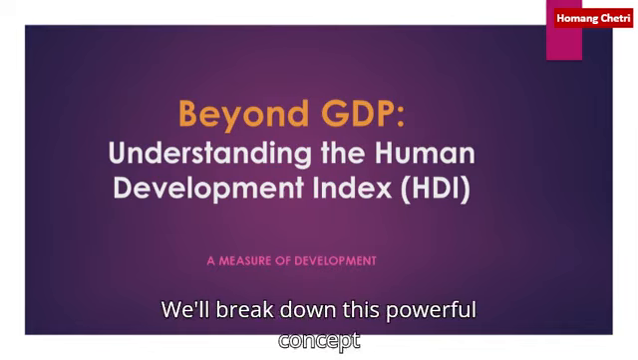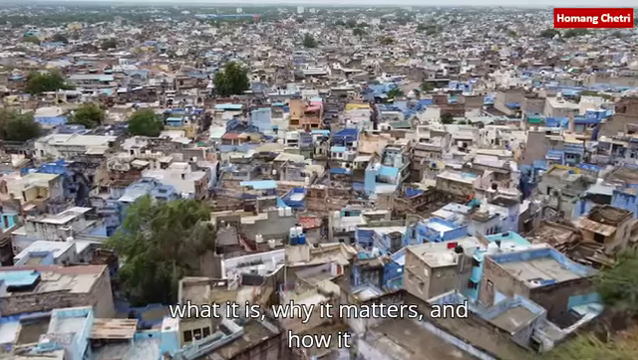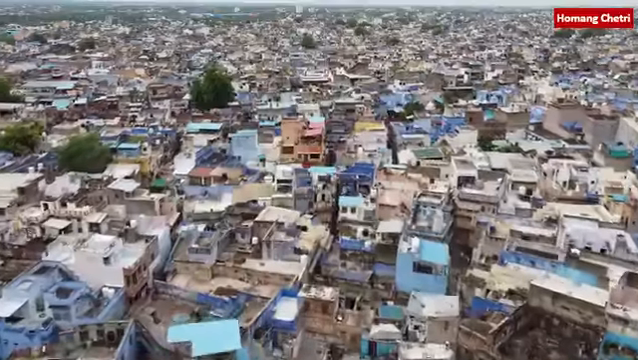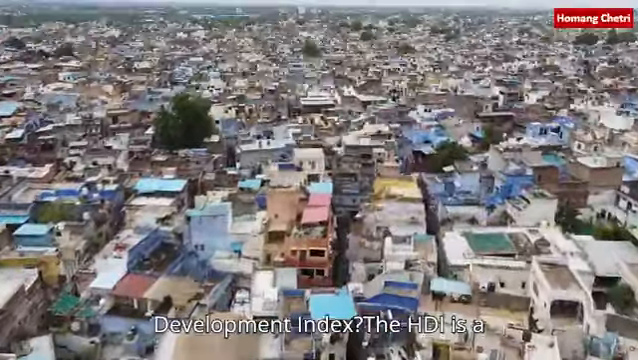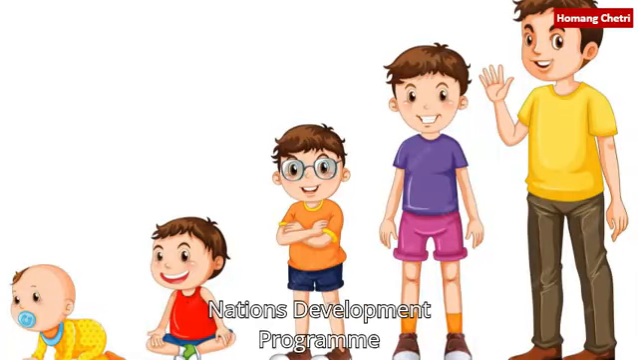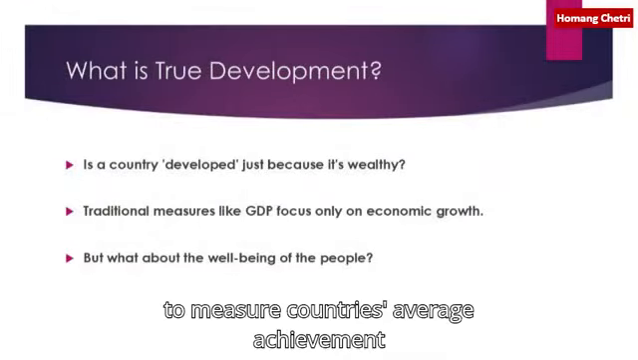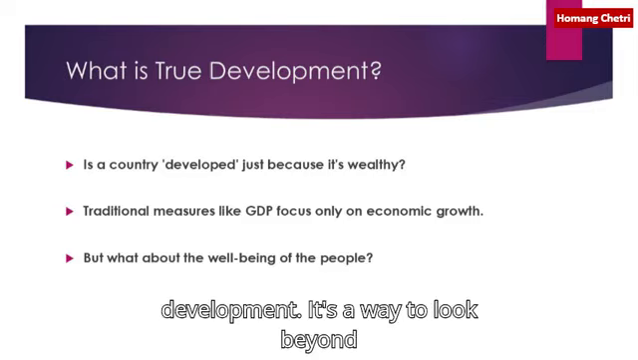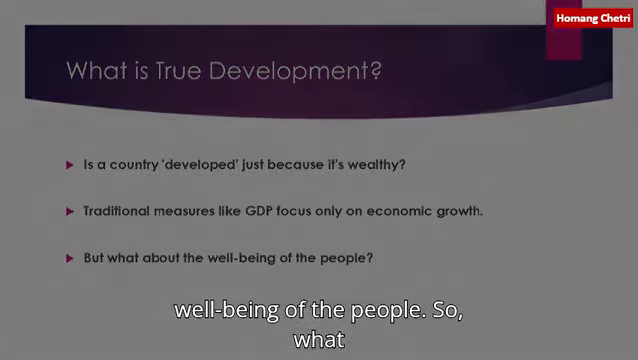We'll break down this powerful concept into simple terms so you can understand what it is, why it matters, and how it helps us see the world differently. So, what exactly is the Human Development Index? The HDI is a statistical tool created by the United Nations Development Programme, UNDP, to measure countries' average achievement in three basic dimensions of human development. It's a way to look beyond just economic growth and focus on the well-being of the people.